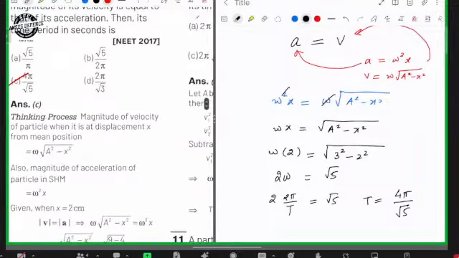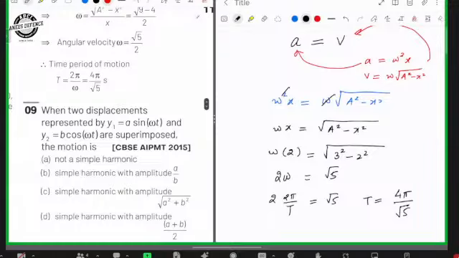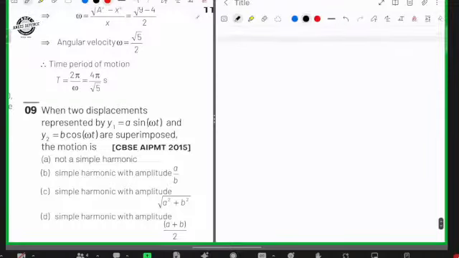Okay, moving to the next question. When two displacements are given, again superposition, composition of SHM is asked. You see, two displacements are given. I will write it. Y1 is given as a sin omega t, and y2 is given as b cos omega t.